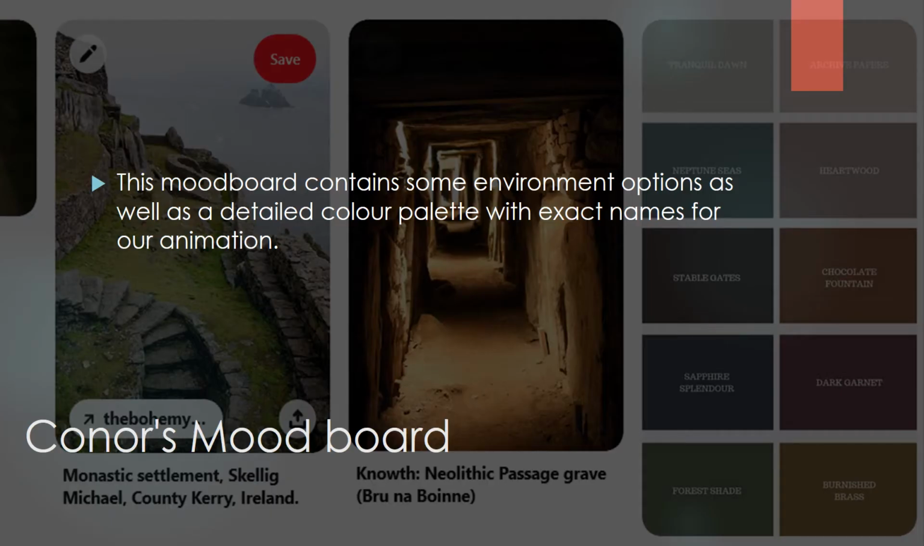This mood board now contains some environmental options as well as a detailed colour palette. We chose exact names for our animation so that we could keep it steady the whole way through for each scene.